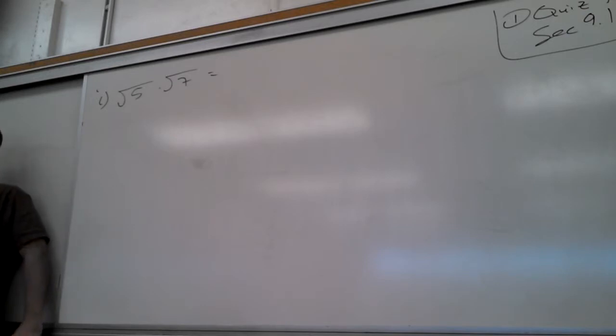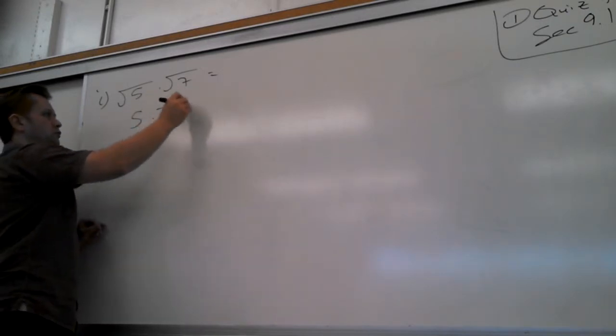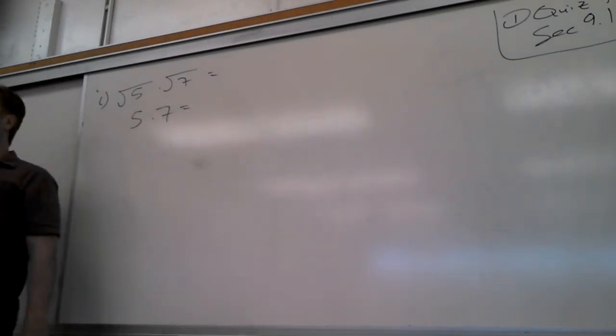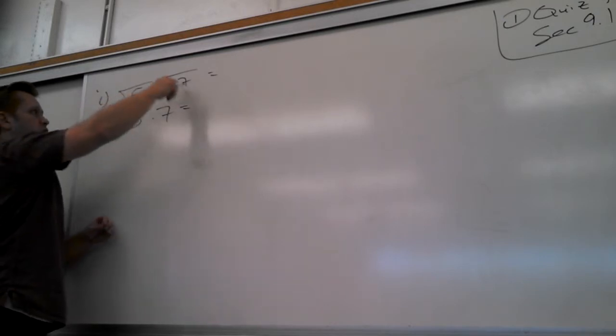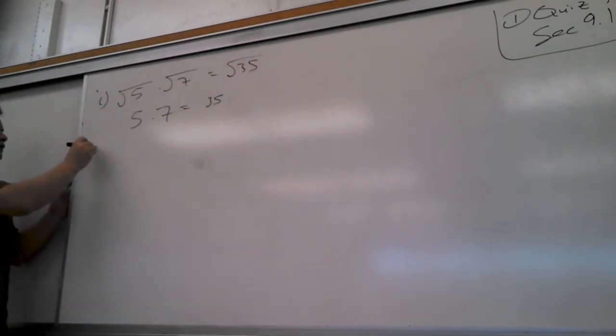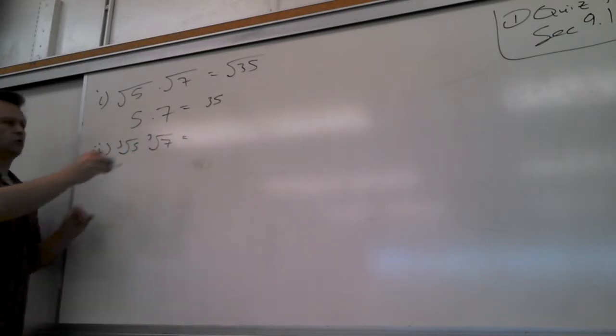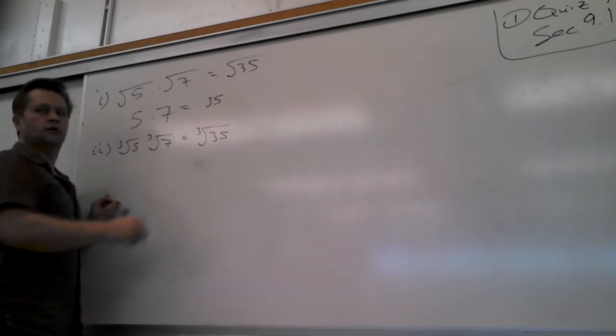As long as the root is the same. That's exactly what we've been doing. What's no root on 5 times no root on 7? What is that? No root on 35. So what's square root of 5 times square root of 7? Square root of 35. Thank the gods. So what's the cube root of 5 times the cube root of 7? Cube root of 35. Kick ass.